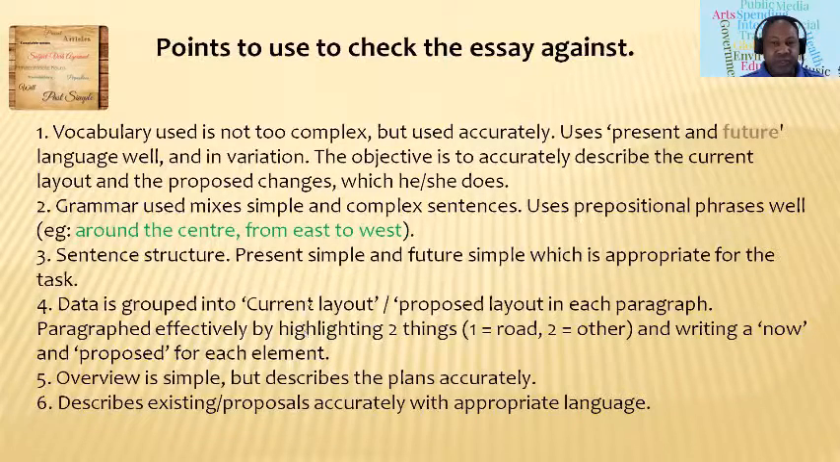The data is grouped into current and proposed in each paragraph. Paragraphed effectively by highlighting two things. One is the road and two is the other thing, and writing a now and proposed for each element. So in the first paragraph, we have the road. Now, future. In the second paragraph, we have the other things, now, future. The overview is very simple, but describes the plan accurately. And overall, the essay describes the existing and proposals accurately with the appropriate language.